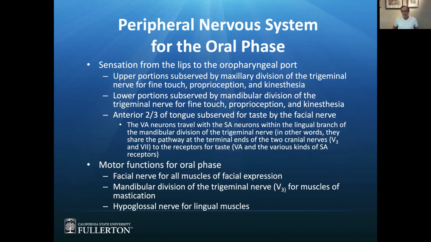Looking first at the oral phase, sensation from the lips all the way back to the oropharyngeal port is controlled by branches of the fifth cranial nerve, the trigeminal nerve. The upper portions of your oral cavity are subserved for sensation by the maxillary division of the trigeminal nerve, and that's for fine touch, proprioception, and kinesthesia.